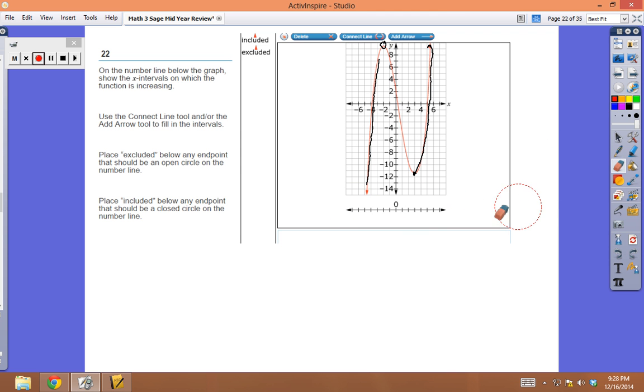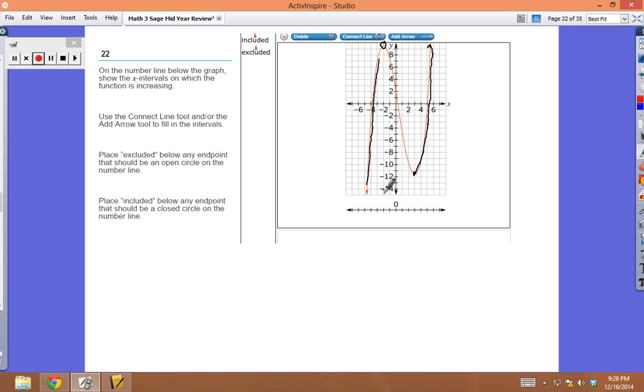Alright, I think I figured out what they want. So right here on the number line, what is that? Like a -2? There we go. It is going to be increasing anywhere left of -2, not including -2, and it's going to be increasing anything greater than 3, but not including 3. 3 is where it turns around and starts to increase, so it should look like this. So we'll put excluded here and excluded here.